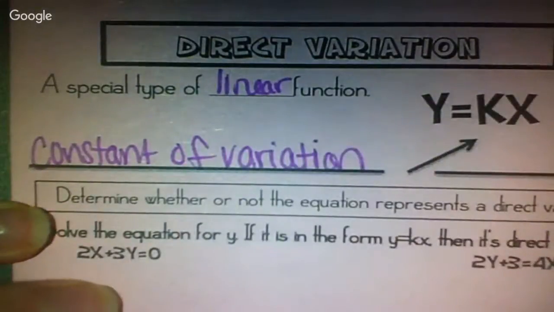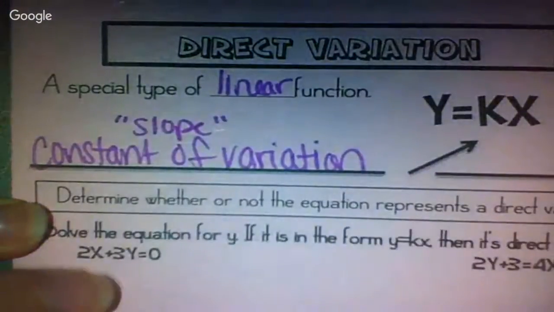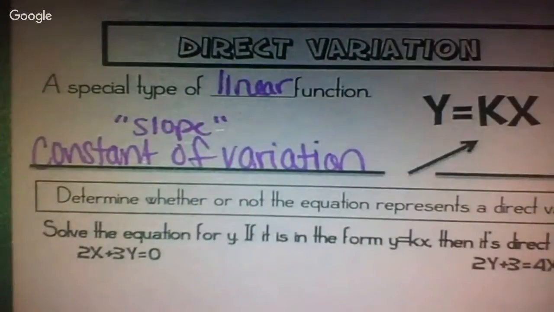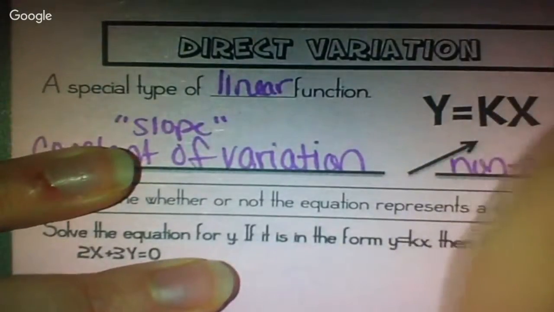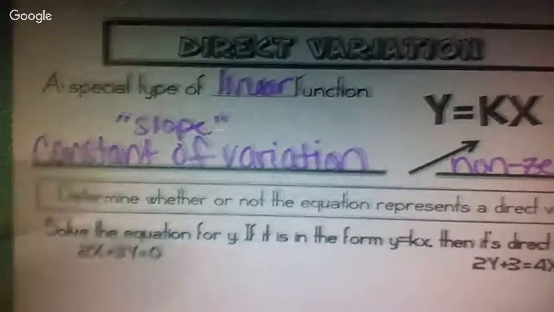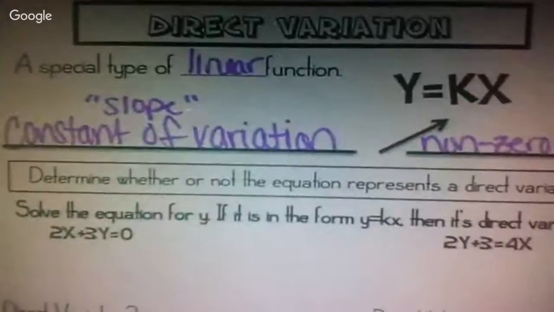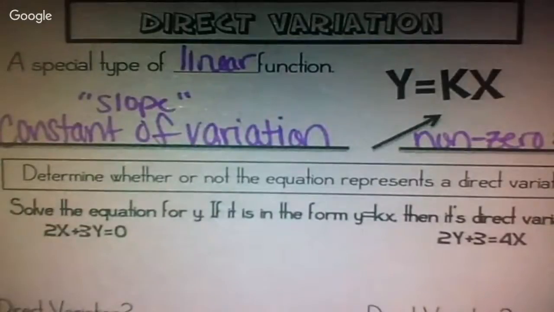This is also your slope. Now they just call it a constant of variation. This has to be a non-zero number. My slope cannot be 0. So direct variation is just y equals k times x.